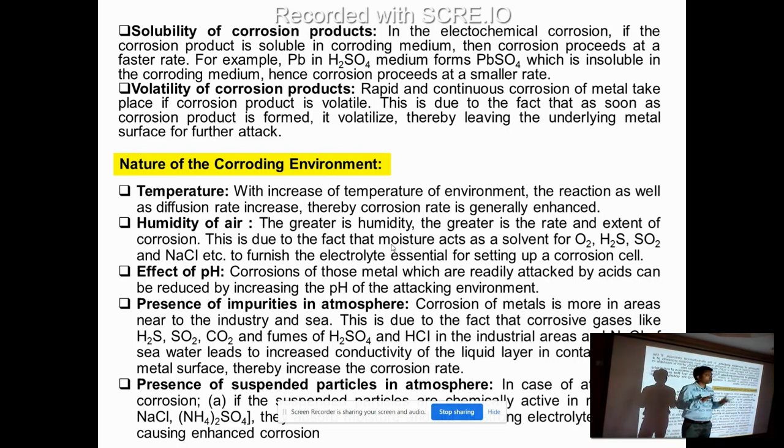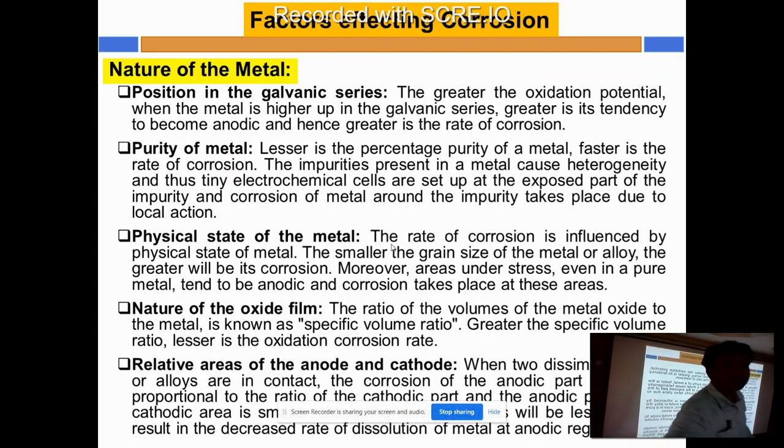You get now? So seven important factors: volatility, solubility, and then what is the previous one? Surface area effect. Next one, nature of the film. Nature of the film. Next, physical state. What is physical state? Smaller grain size, more active, more corrosion.